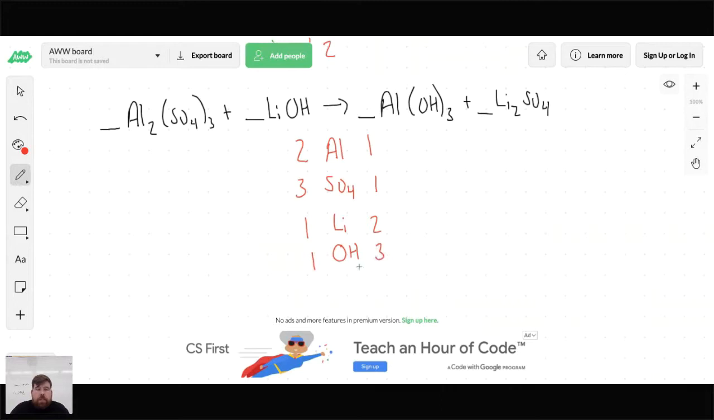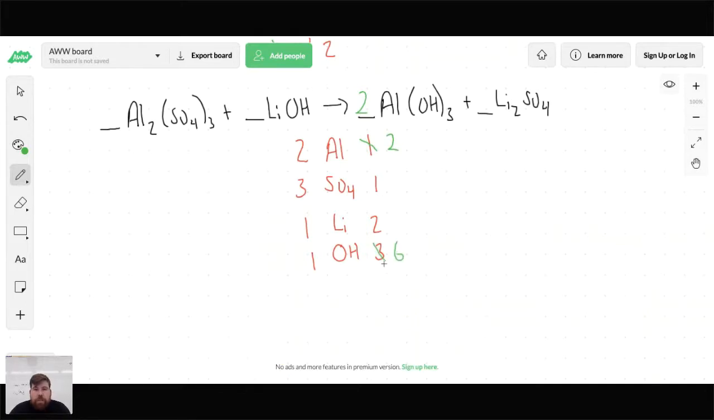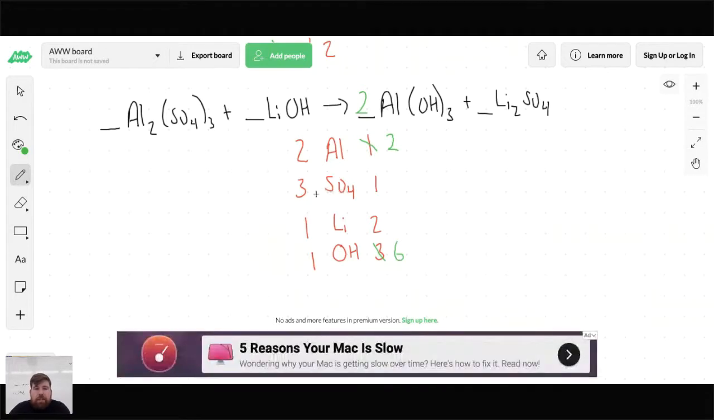So there's so many different things that I can do, but why don't we just work our way down the list? It seems to me that the aluminums are not balanced. So what I'm going to do is add a 2 in front of the aluminum hydroxide. By doing this, it changes the amount of aluminums to 2, but it also changes the amount of hydroxides to 6. Cool. The next one seems to be to balance the sulfates.